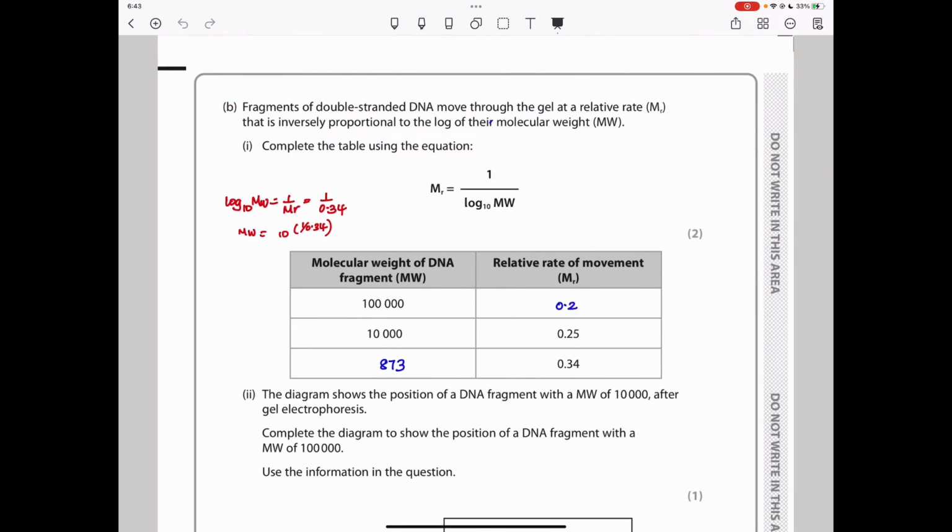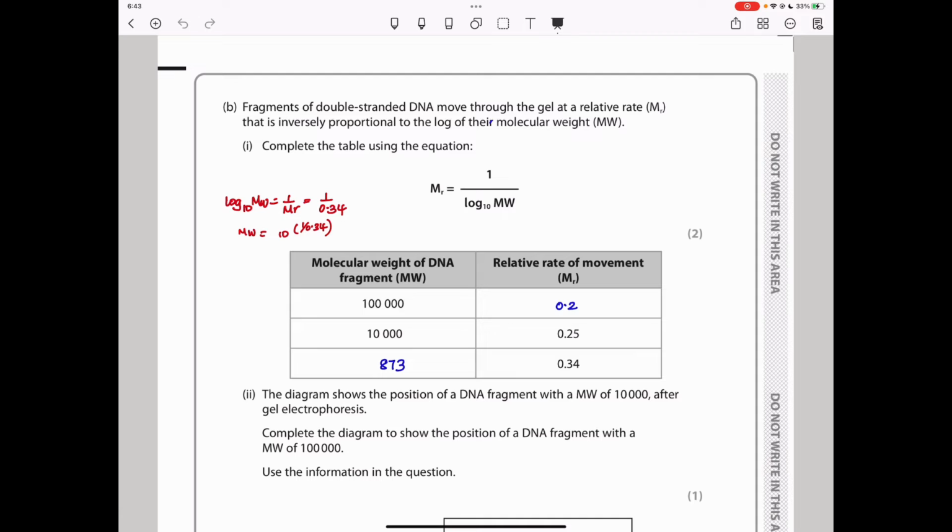Part B says, fragments of double-stranded DNA move through the gel at a relative rate. They've called the rate MR. That is inversely proportional to the log of their molecular weight, MW. So they say, complete the table using the equation.